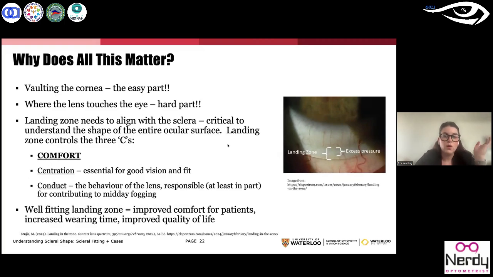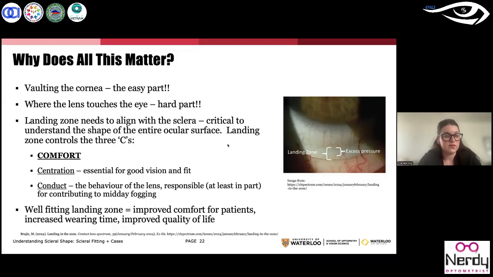So why does this all matter? Why are we looking into all this scleral anatomy? Vaulting the cornea is really, I will say, the easy part. You need a little more vault, up the sag. You need less, lower it. It's where the lens touches the eye that's where your patient is going to start feeling it and complaining about it. That's the harder part, in my opinion. So it's critical to understand the shape of the ocular surface to do this.